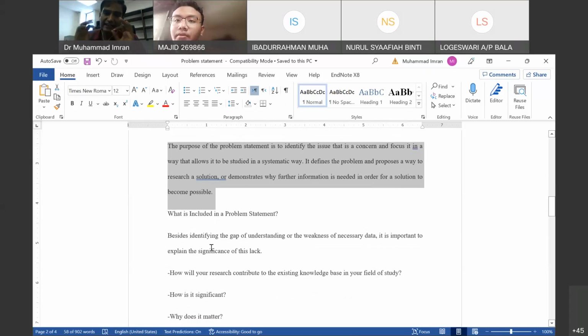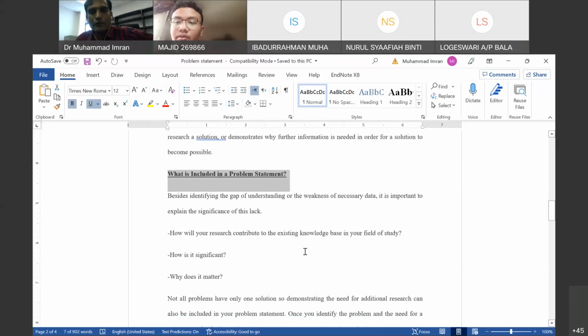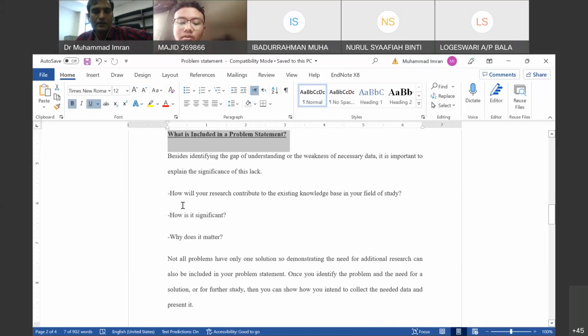I'm telling you, the second major point is what is included in a problem statement. Besides identifying the gap of understanding or the weakness of the necessary data, it is important to explain the significance of the lack. How will your research contribute to the existing knowledge base in your field of study? How is it significant? Why does it matter?